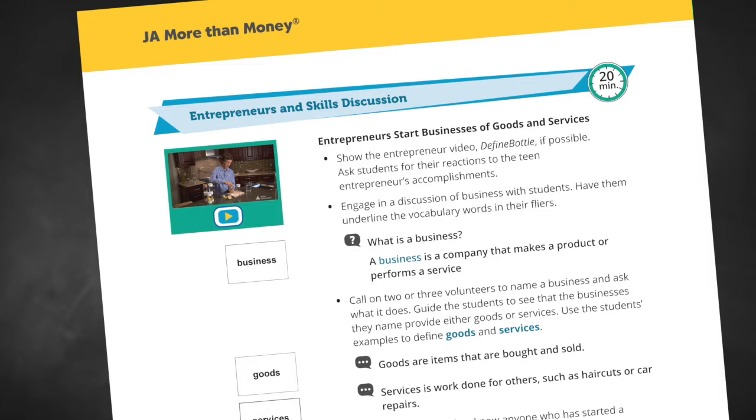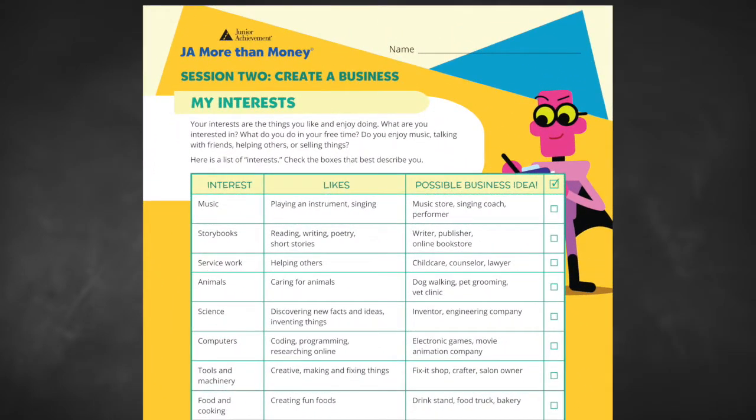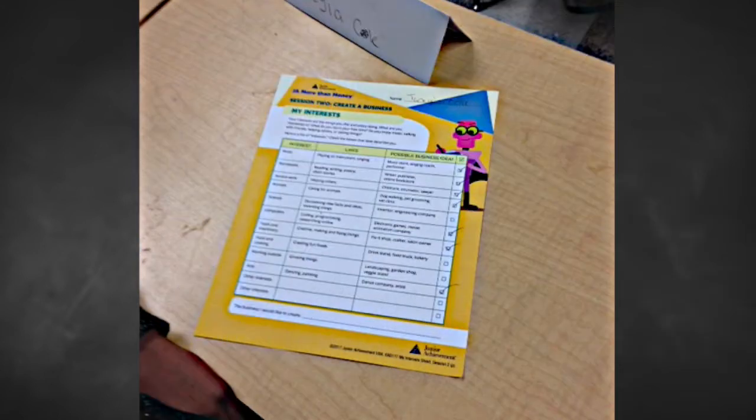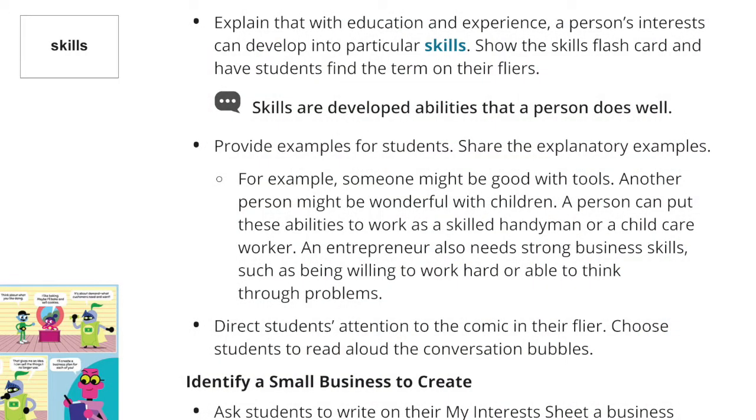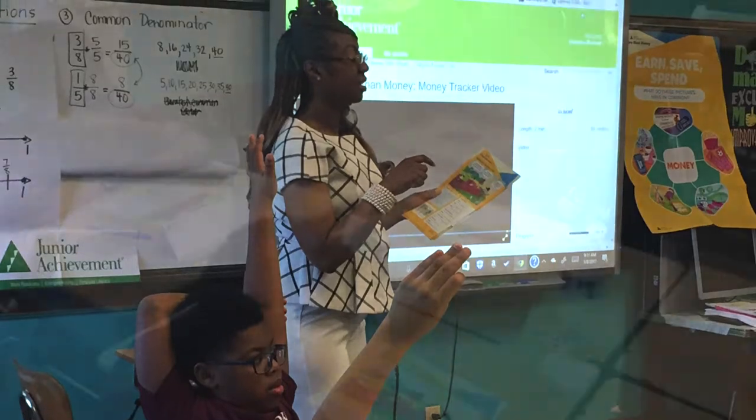Use the talking points in your volunteer guide to help students recognize that entrepreneurs often create businesses based on their abilities and interests. Distribute the My Interest sheets and explain that this is a list of interests that many people share. Read the instructions aloud and then give students 2 or 3 minutes to mark their top 3 or 4 interests on the sheet. Share the examples listed in your volunteer guide or some of your own as you define the word skills.